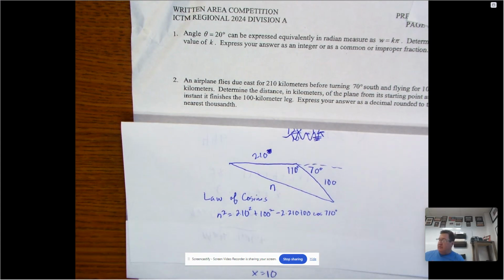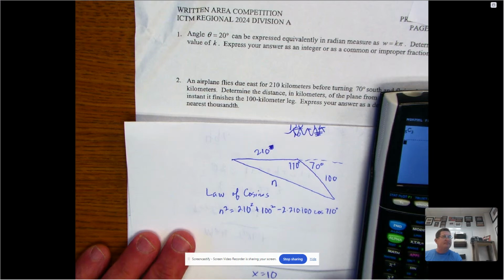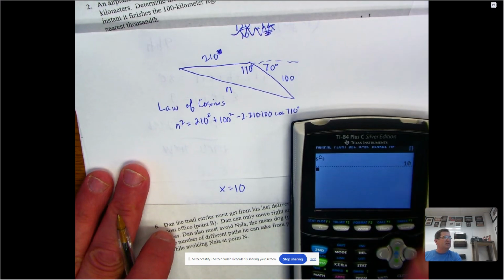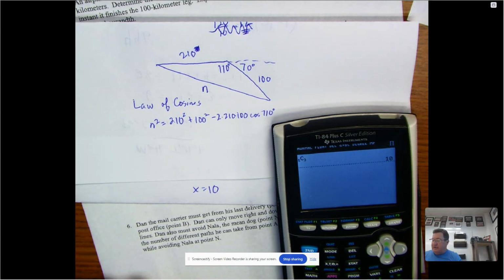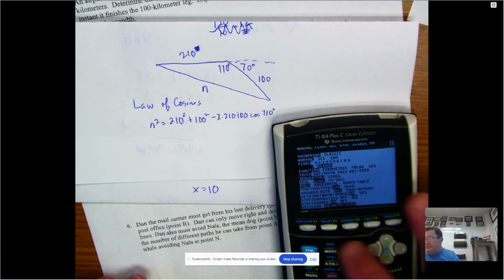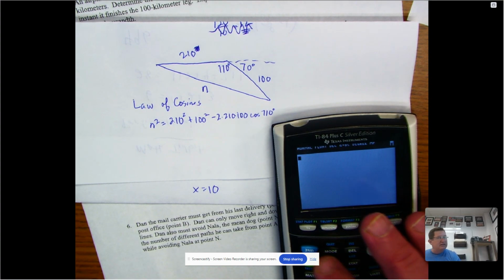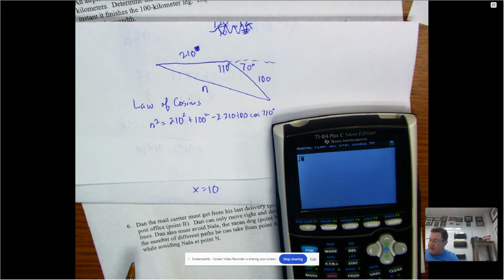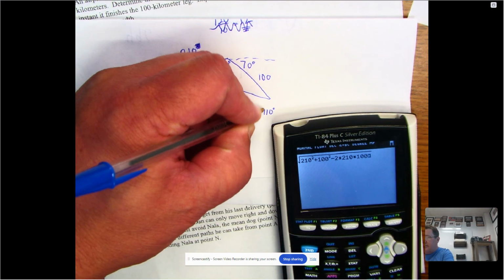And so we would get our calculator out. Let's see if I can get everything on the screen at the same time. There we go, maybe. And we'd make sure we're in degree mode for one thing. We are. And we're going to end up taking the square root of that business. And so again, speed is of the essence. So we'll hit square root of 210 squared plus 100 squared minus 2 times 210 times 100 times the cosine of 110. Some bad handwriting there. That's 110.